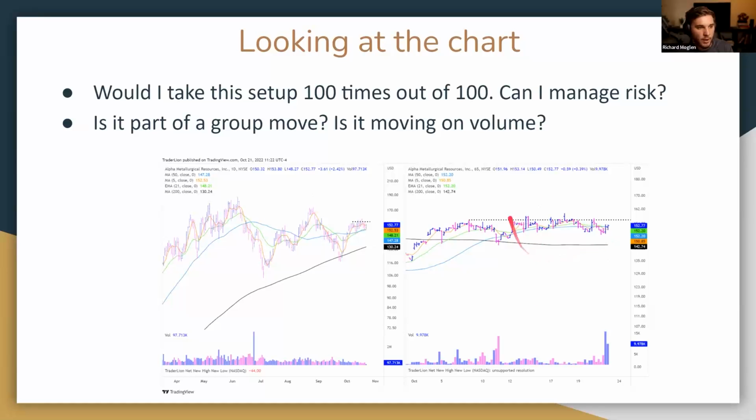Now, what's really important when you're looking at multiple time frames is you never want to look at a smaller time frame if the stock isn't set up on a larger time frame. The higher time frame always takes precedence. That's really important.